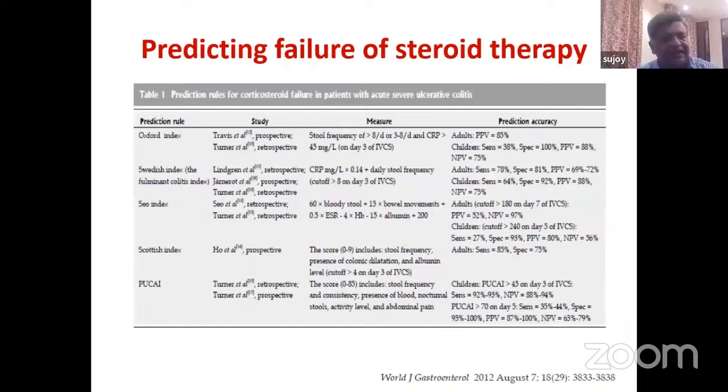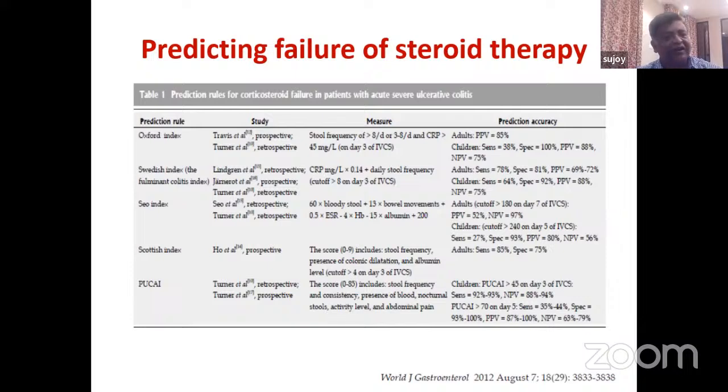So this is the famous Oxford criteria, which tells us within 3 days whether the patient is going to respond to steroids or not. Classically, by the third day, you should be able to make that judgment with 90% accuracy whether the patient is going to respond to steroids.